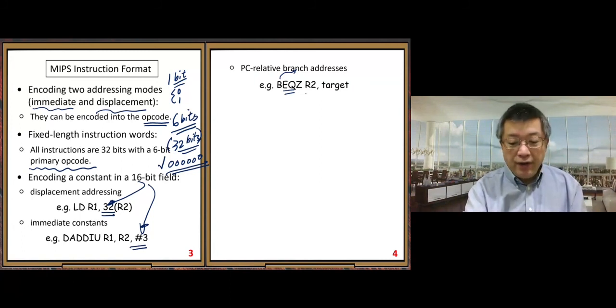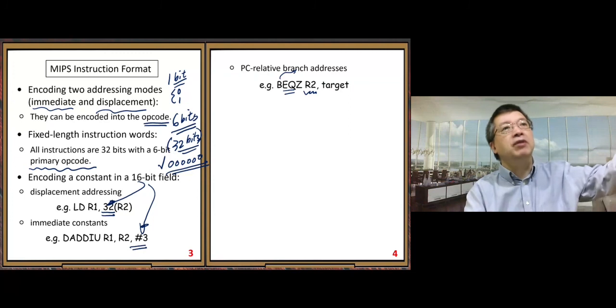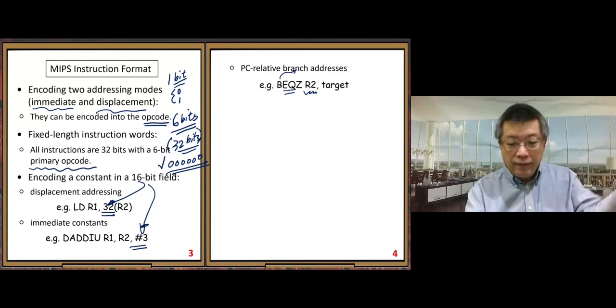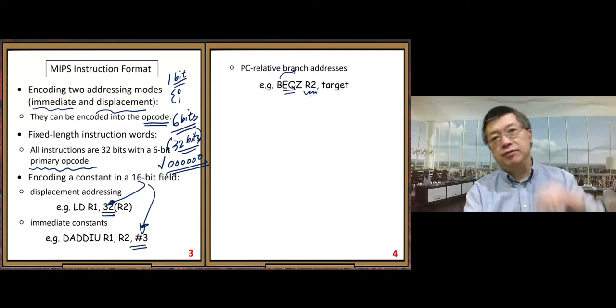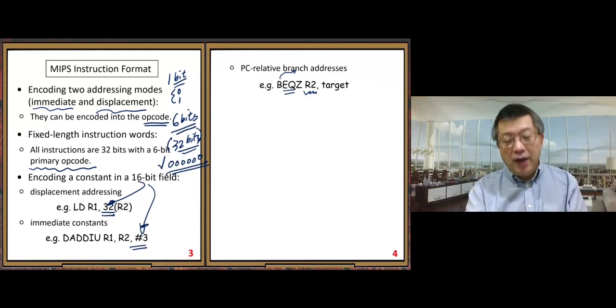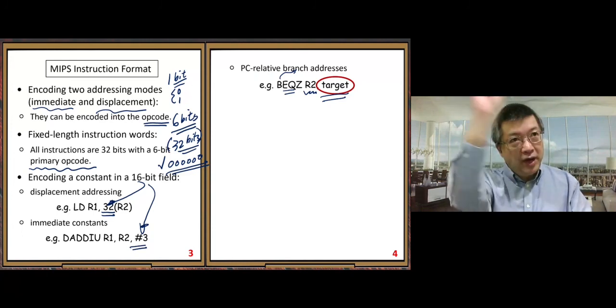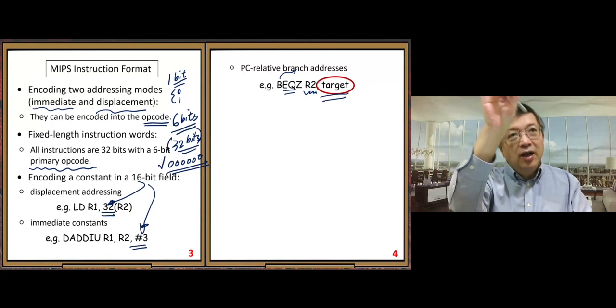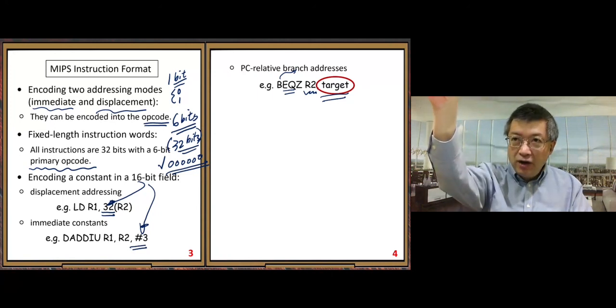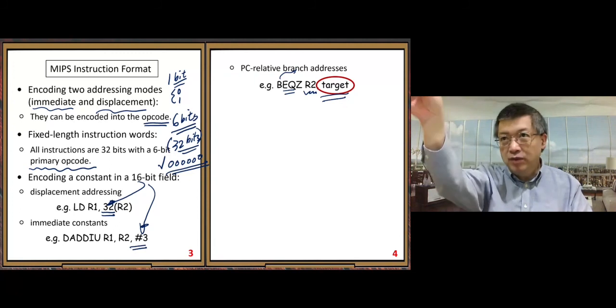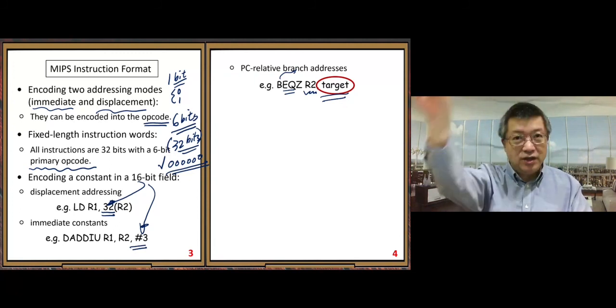So what do you compare? The value stored in register R2 is compared with 0. If it's equal, then the branch outcome is true. If it's not equal, the branch outcome is false. If it is true, target. What is the target? For a conditional branch, you need to jump to a different location. The target means the target instruction you need to jump to.